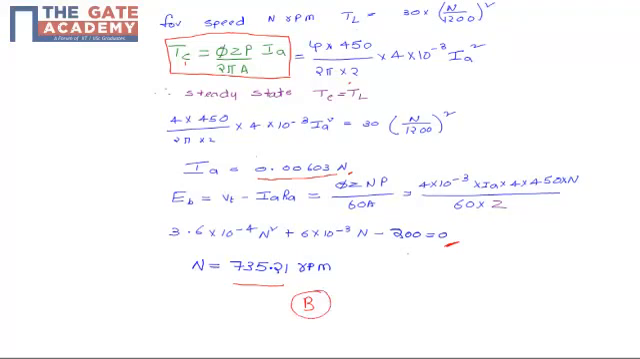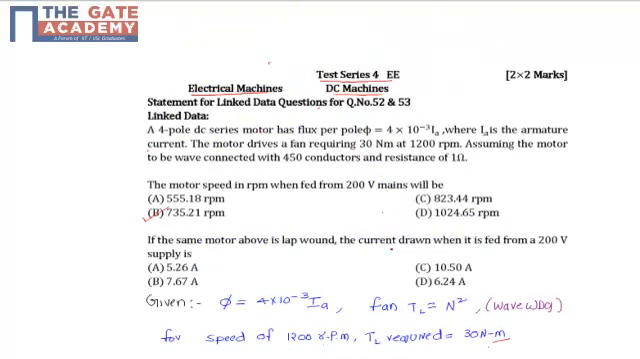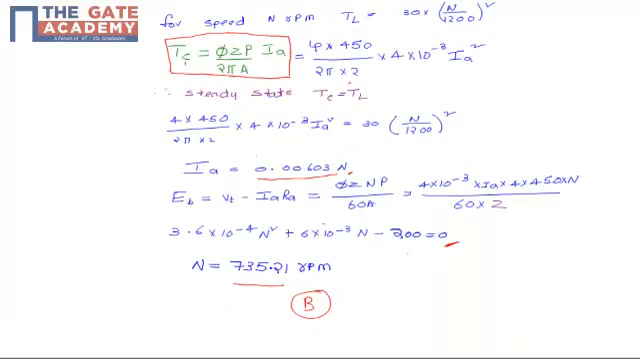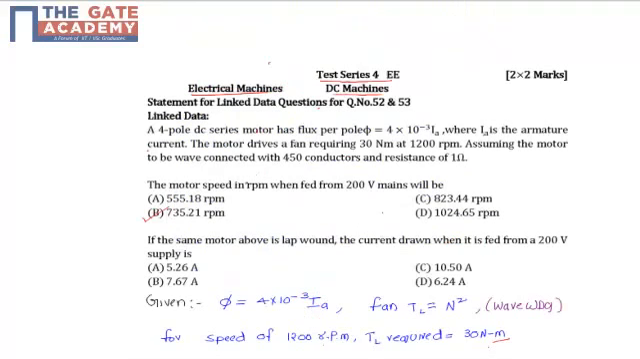In this session, we have studied how to calculate the load torque under given conditions. For a speed of 1200 RPM, the load torque should be 30 Newton meter, what the conditions of the torque are under steady state, and how to calculate the motor speed in RPM.